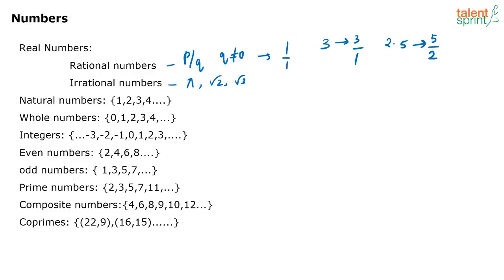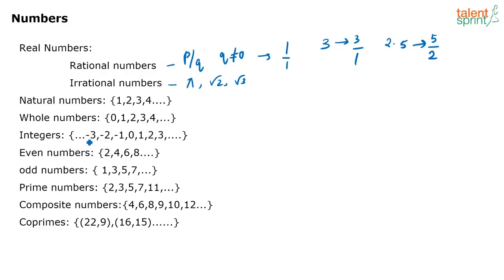Then you need to know what natural numbers and whole numbers are. Why are these definitions important? Because at times in exams they might make use of these terms, whole numbers or natural numbers, and at that point you should not say, I don't know what this means. That's why we are discussing all this. The set of numbers that start from 1, 2, 3, 4, etc. till infinity are called natural numbers. The set of numbers starting from 0, 1, 2, 3, etc. till infinity are called whole numbers.